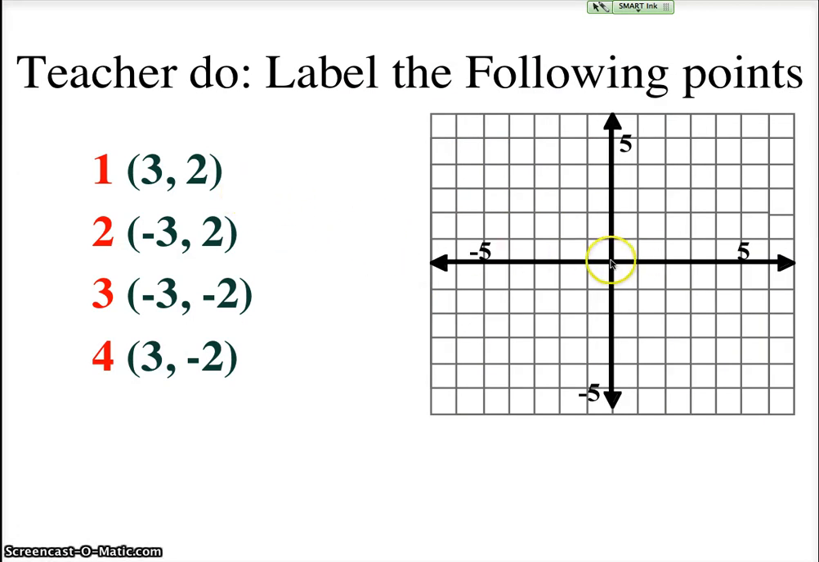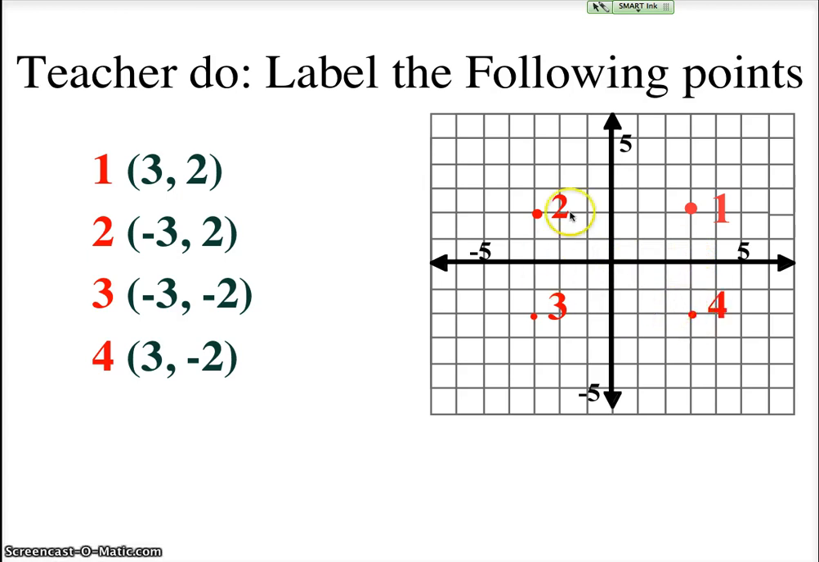Okay, so we're going to label the following points. 3 comma 2. We're going to go to the right. We're going to start here at the origin. Go to the right 1, 2, 3, and then up 1, 2. Next, negative 3, 2. Again, start here at the origin. Negative 1, negative 2, negative 3, up 1, 2. Next, negative 3, negative 2. Start at the origin again. Negative 3, 1, 2, 3, down 1, 2. There's point 3. Again, we'll start at the origin. Go positive 3, 1, 2, 3, and then go down 2, 1, 2.